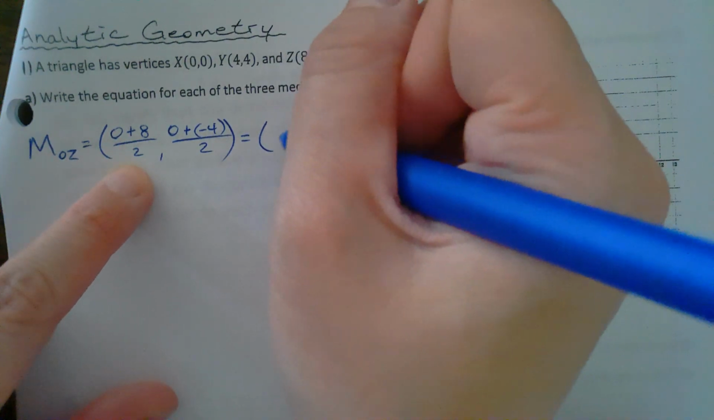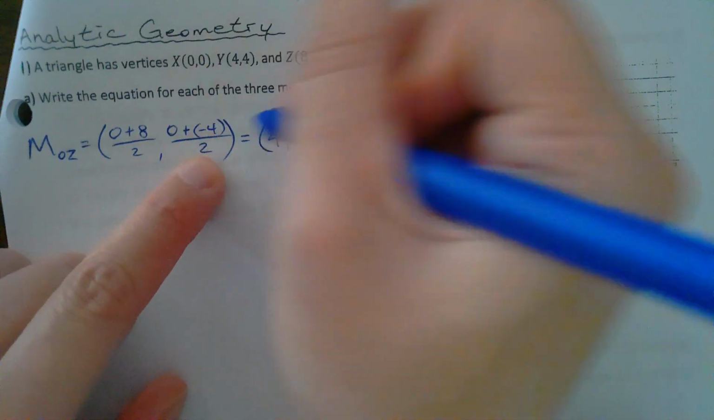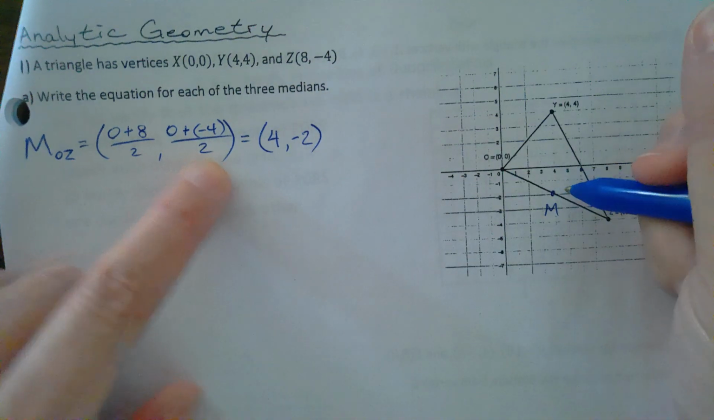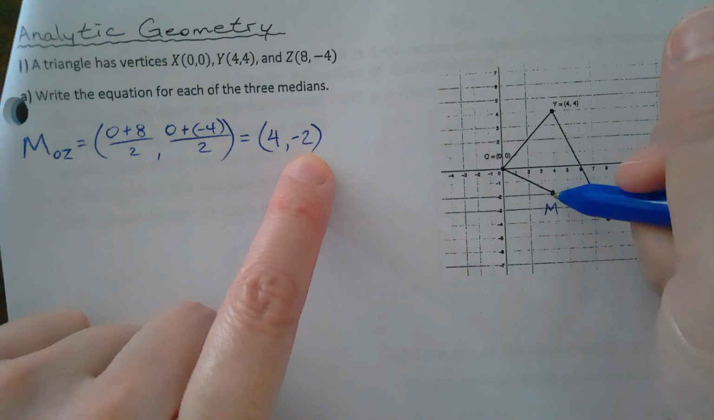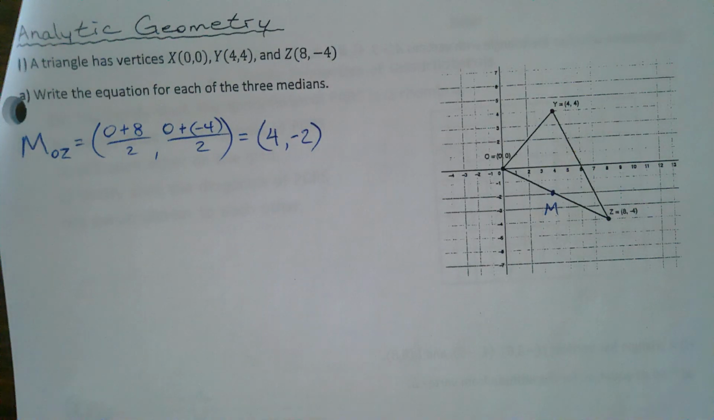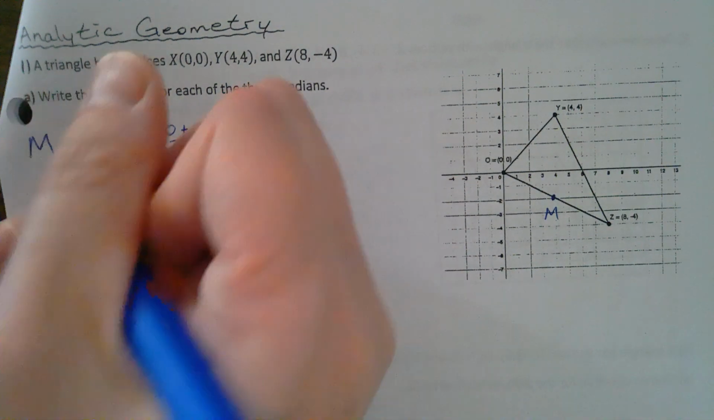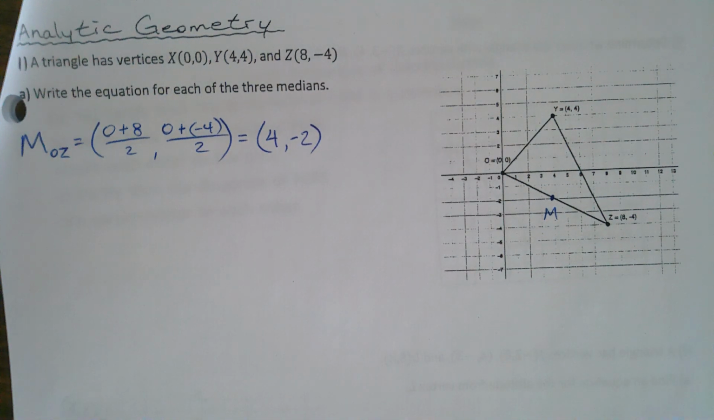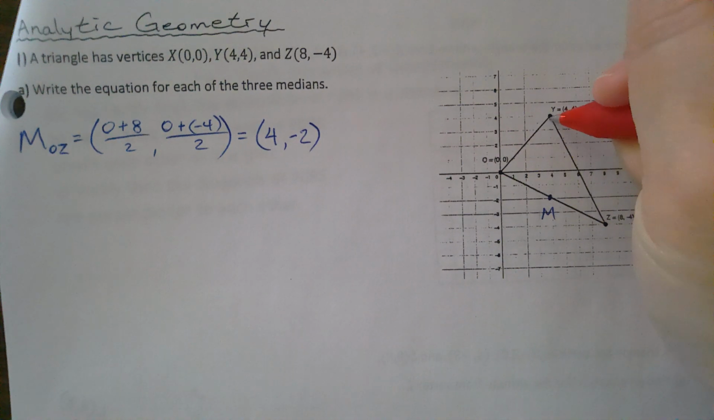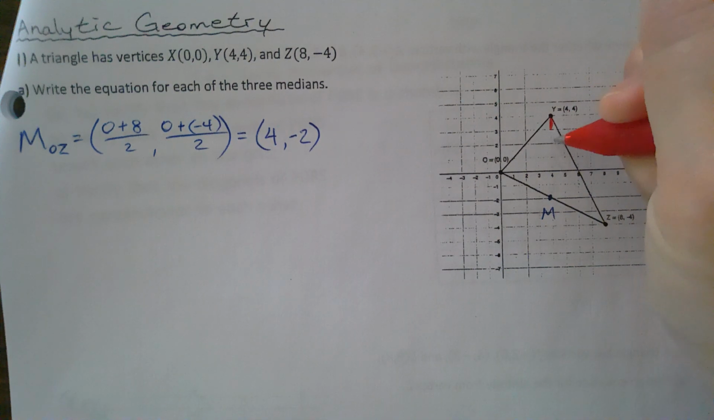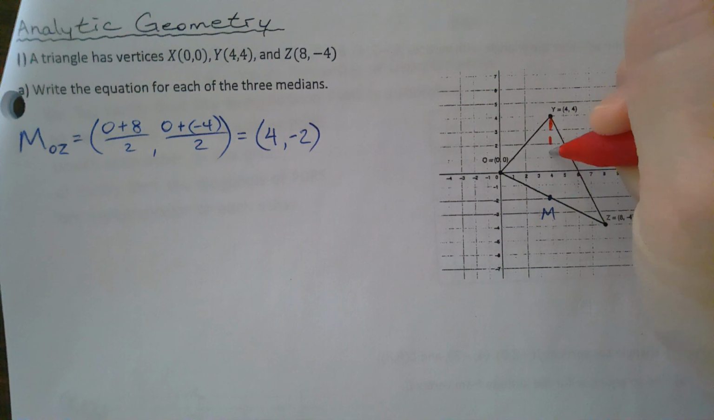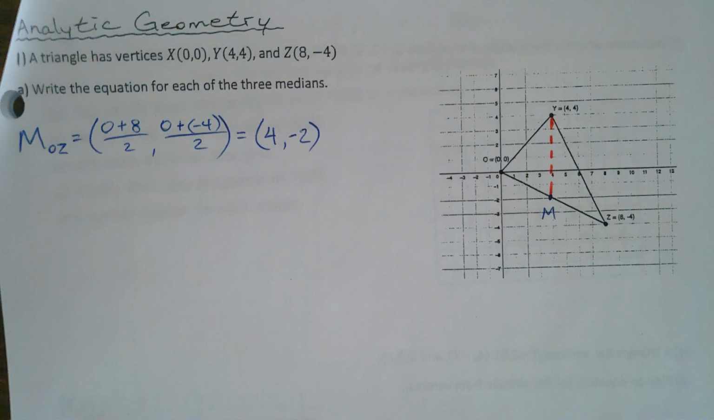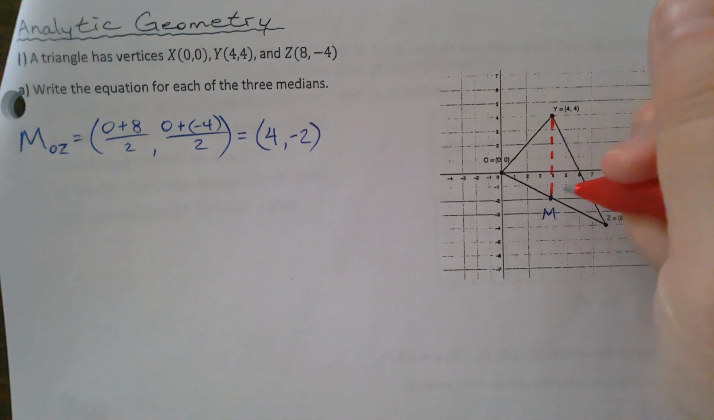8 divided by 2, you get 4. Negative 4 divided by 2, you get negative 2. So my midpoint should be at (4, -2). Does it look like it? Yes, it does. Second, now that I know where my median is, okay, so this is my median. Oh, I drew it pretty badly.